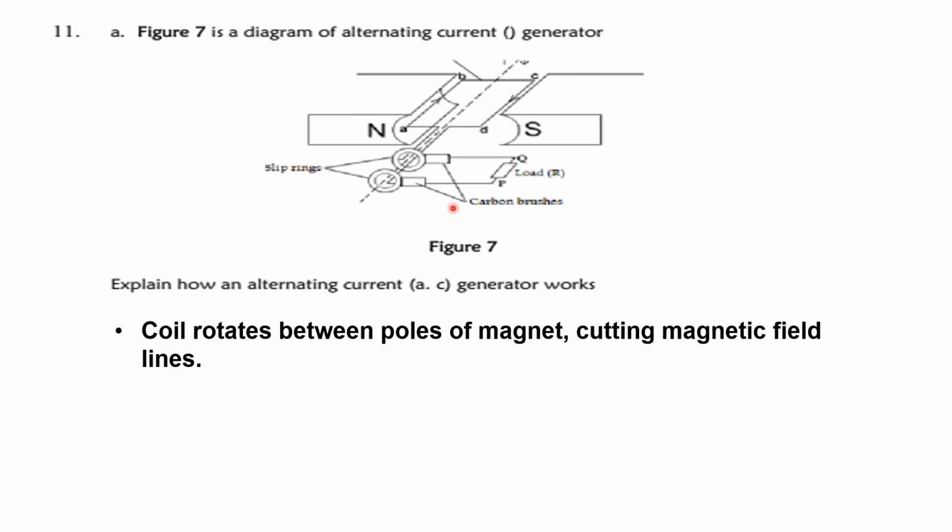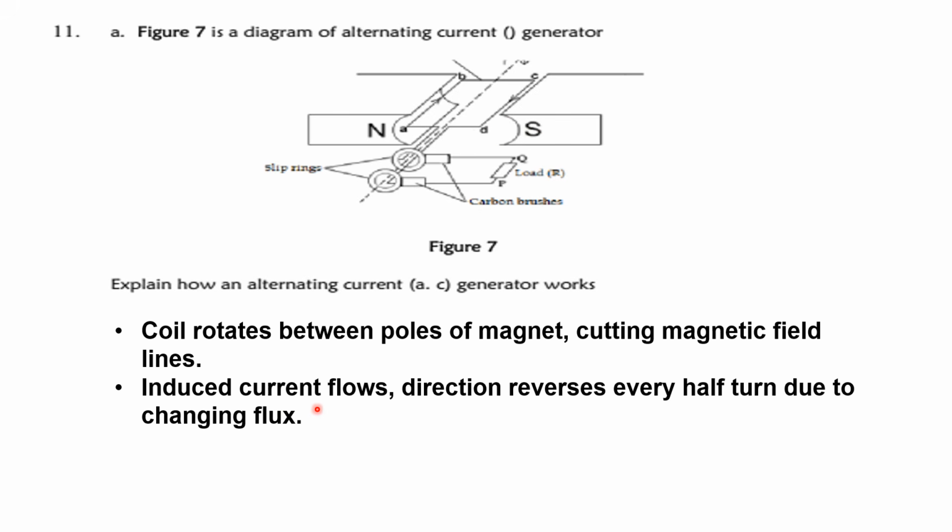So the coil rotates. This coil rotates between the poles of a magnet. It goes up and down. It doesn't go in a continuous manner. When one end goes up, the other end goes down. When this end goes up, this comes down. So in so doing, it cuts magnetic field lines, the lines between the two poles.